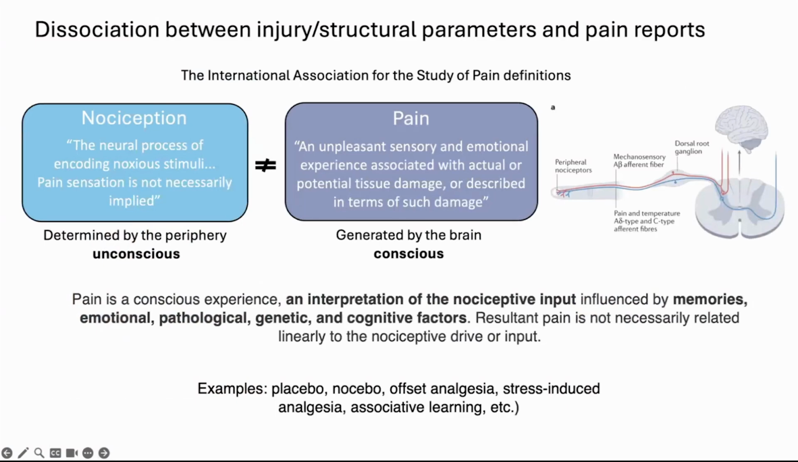The concept that pain is a subjective experience is not particularly novel. Indeed, if you take a quick look at the definitions from the International Association for the Study of Pain, they define nociception as the neural process of encoding noxious stimuli, and they also state that pain sensation is not necessarily implied. If we go to the figure on the right, you can see that we have these highly specialized neurons that detect noxious stimuli, called nociceptors, which convey this information to the spinal cord, where the first level of processing takes place. And then this information is relayed to the brain, where pain is actually generated.